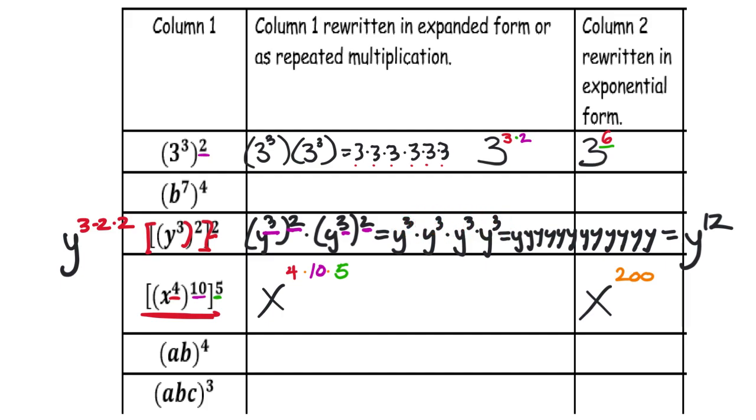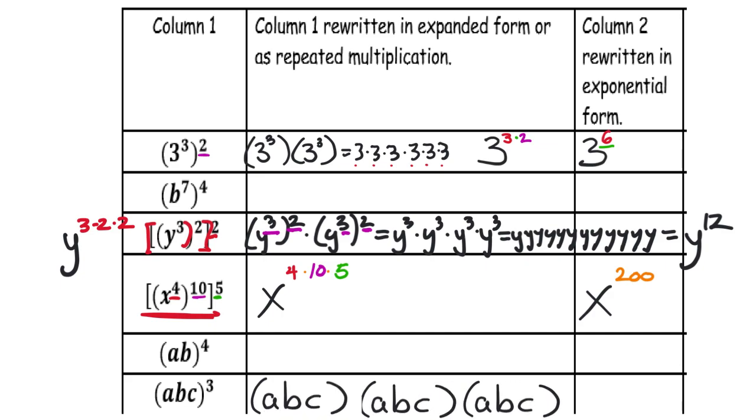Let's do this one here at the bottom. 8 times b times c in parentheses to the power of 3. So I'm going to write all 3 of those out. Okay, so that's 8 times b times c in parentheses. And then we're going to get another one right here, and then another one. 3 of them. 1, 2, 3. All right.